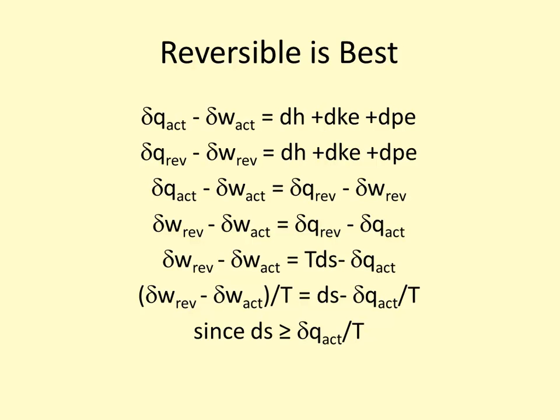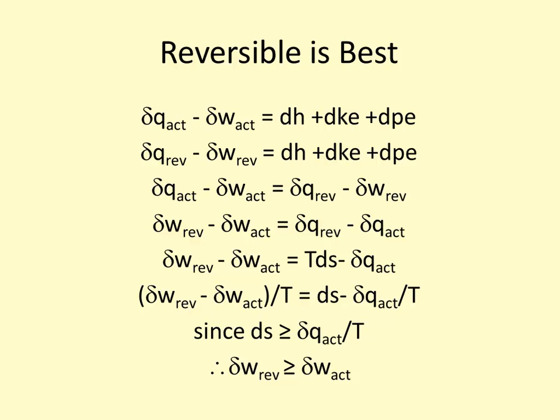And I know that dS has to be greater than or equal to the actual heat transfer divided by the temperature. And do you remember which inequality that is? The Clausius inequality. Okay, so since this dS term has to be greater than or equal to this term on this side of the equation, then this work reversible has to be greater than or equal to the actual work.